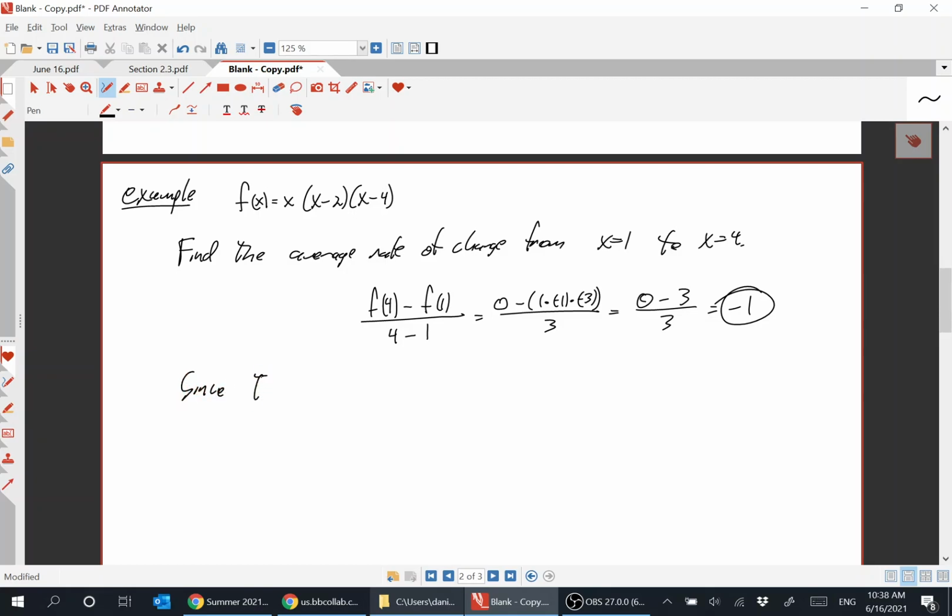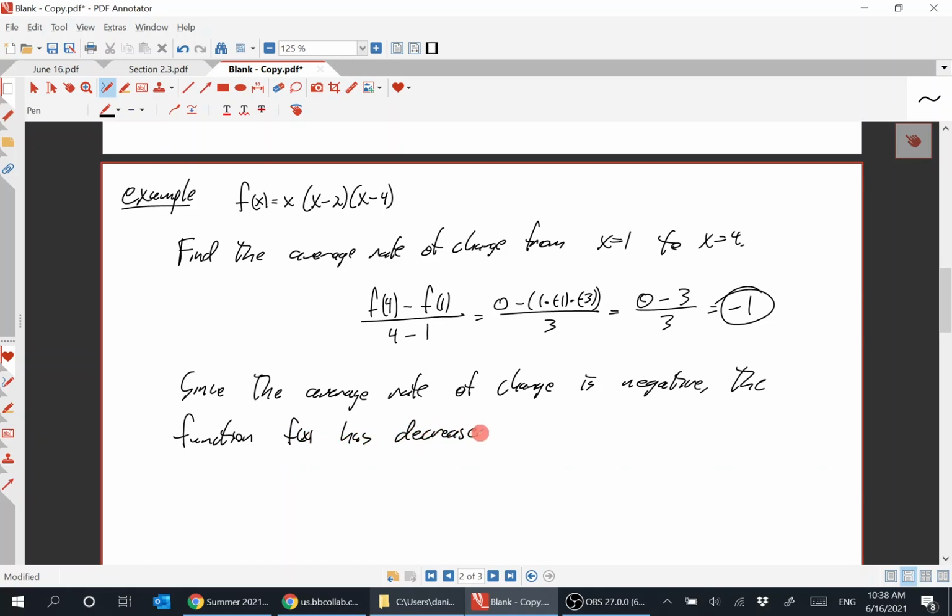So since the average rate of change is negative, the function f of x has decreased in total on the interval from 1 to 4.